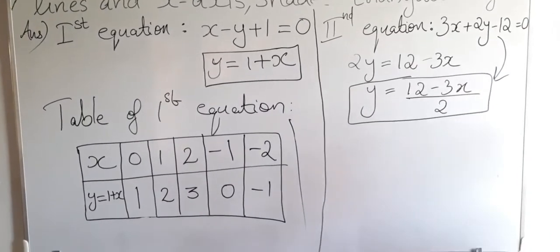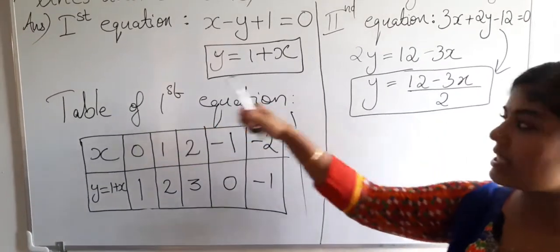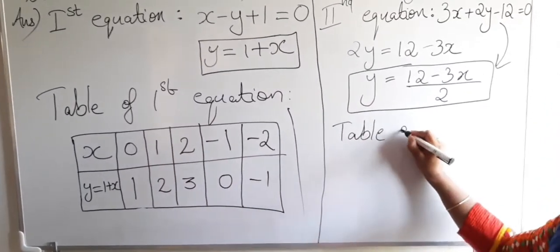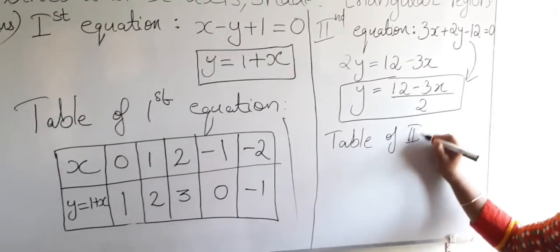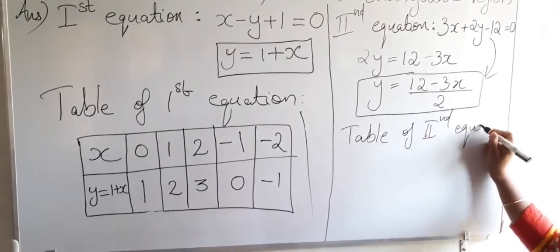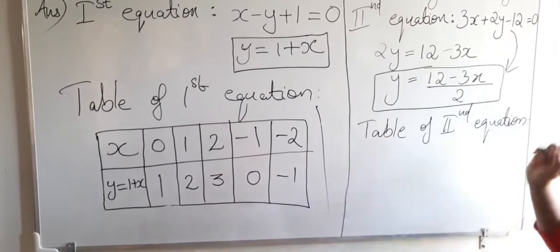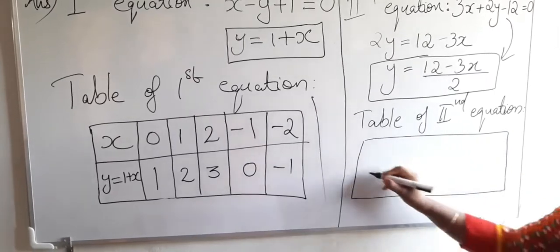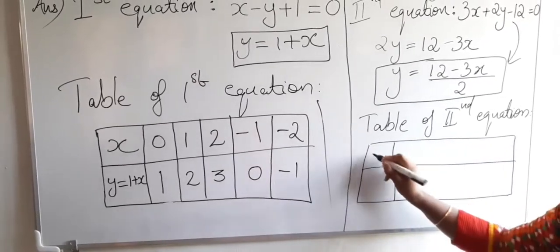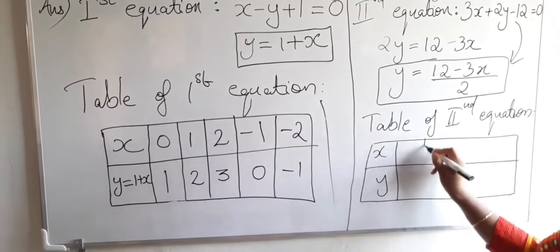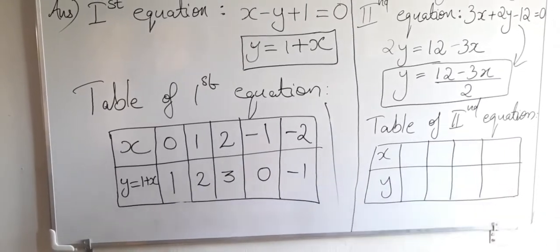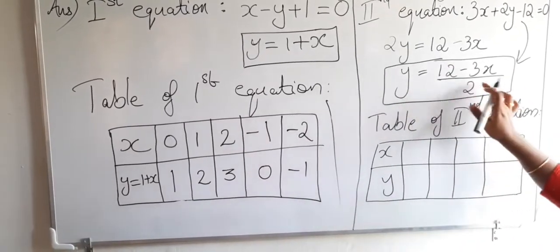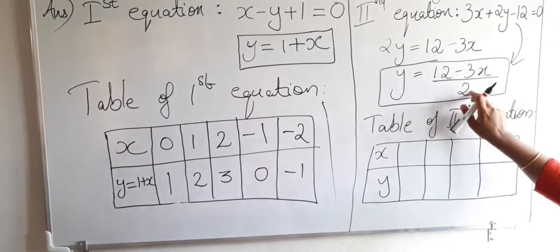After this, what are we going to do next? Table of the second equation, same like here. Same method. Draw the table, just draw like this with points x and y. What points can we give for x, and what will be the y values that we are going to find? See, y equal to 12 minus 3x by 2.